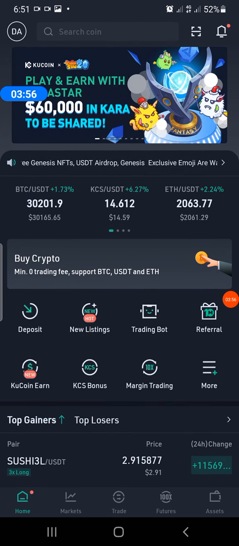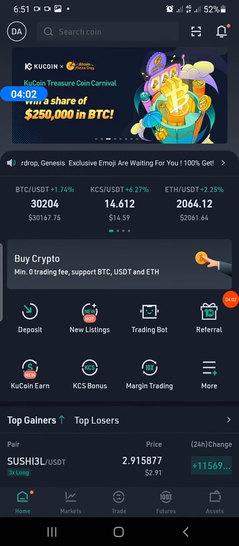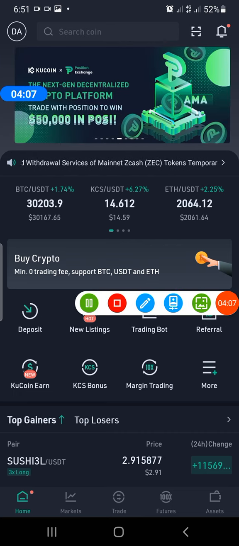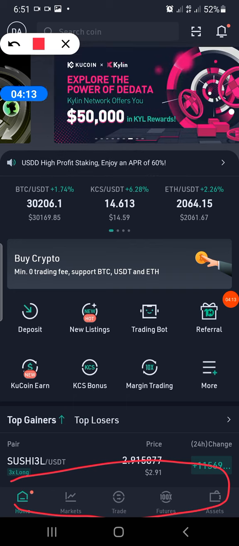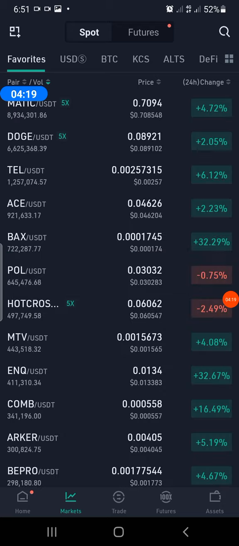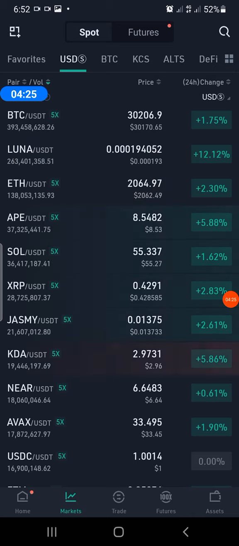So this exchange, just like the normal exchanges we use, has a home page, the home app. This is a mobile app. I'm making use of a mobile app. This page, as you can see, is the home. Then the next area you see is the market, where you can view the list of active markets for trading. You can check them by their trading pairs, either in USD-pegged currency trading pairs, BTC, KCS, Altcoin, DeFi, and the rest of them. Then here is your trade.